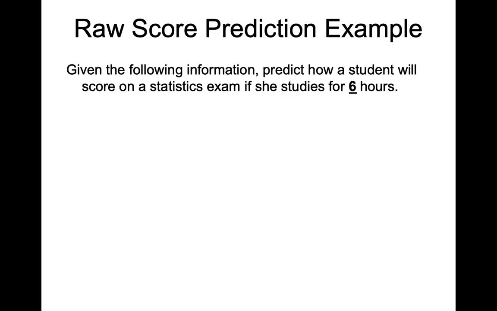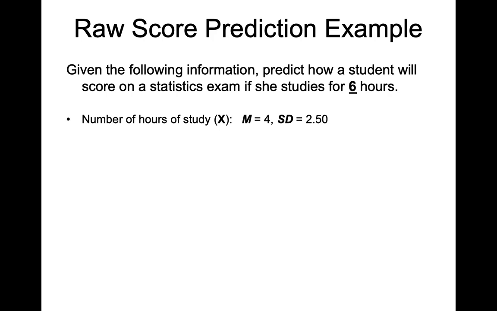Okay, let's just plug in some numbers to have another example that kind of has some context to it. So in this example, given the following information, predict how a student will score on a statistics exam if she studies for 6 hours. And let's just say that we've got some descriptive statistics about the number of hours of study. So our predictor variable, our x variable, we know that the mean is 4 with a standard deviation of 2.5.